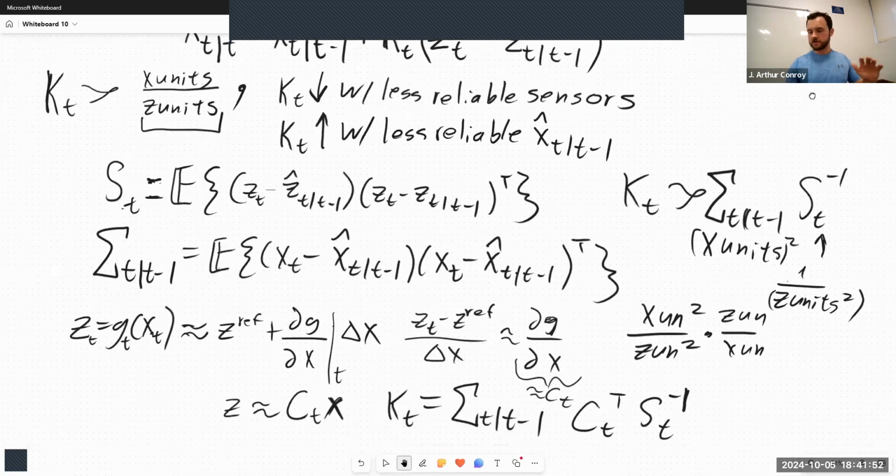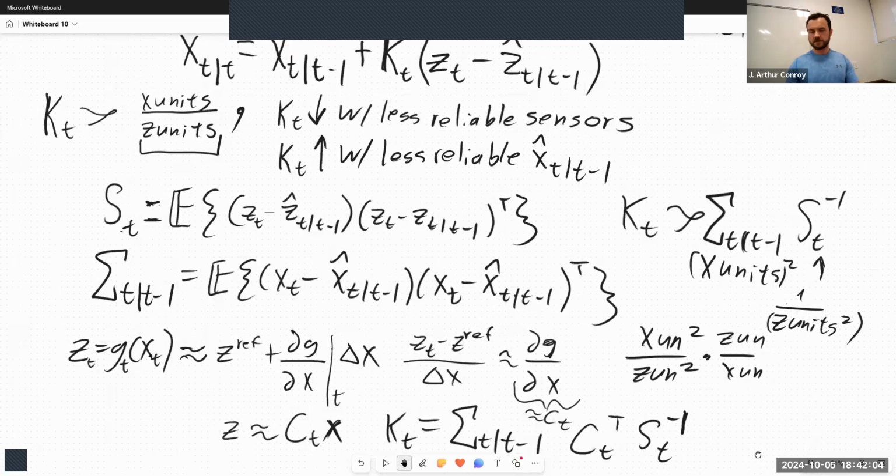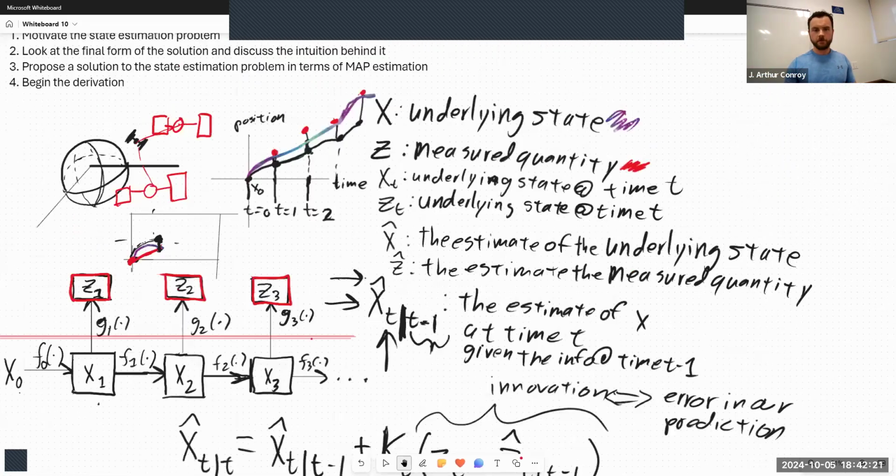All right. So that's some, I hesitate to call it a derivation. It's more of an intuition. So you don't have to follow it perfectly, but this will help you see where everything's coming from, right? Uncertainty in our prior, relationship between our state and our measurements, and uncertainty in our measurements, right? And if you need to, go and review the concept of covariance. Okay, so now we've looked at the final form of the solution. We've discussed the intuition behind it.